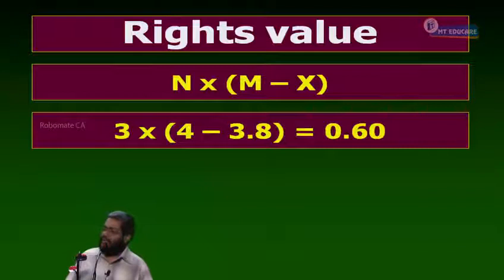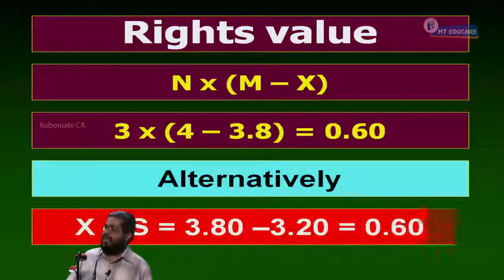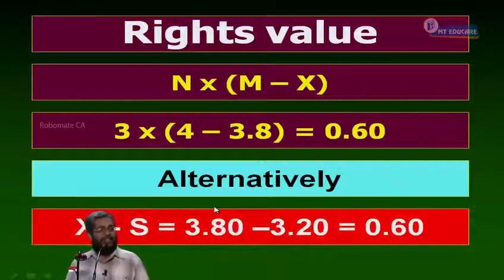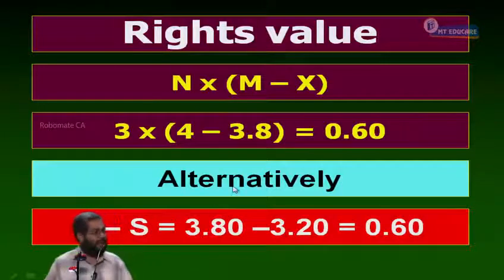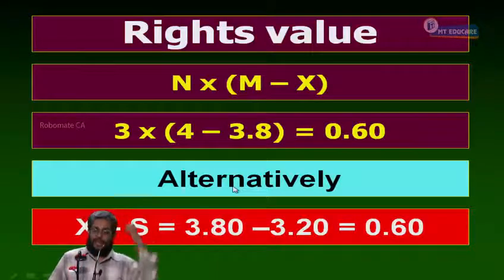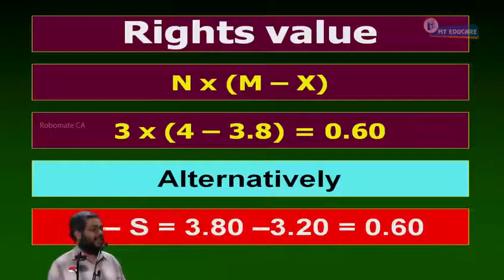If you don't like it, other way is very simple. It is X minus S. What is the X rights price? 3.8. What is subscription price? 3.2. I pay 3.2 to buy a share. What? 3.8 minus 3.2. The rights value is 0.6. Everybody, are you comfortable or not? Now, with this, we calculated the first two parts. Please tell me yes or no.